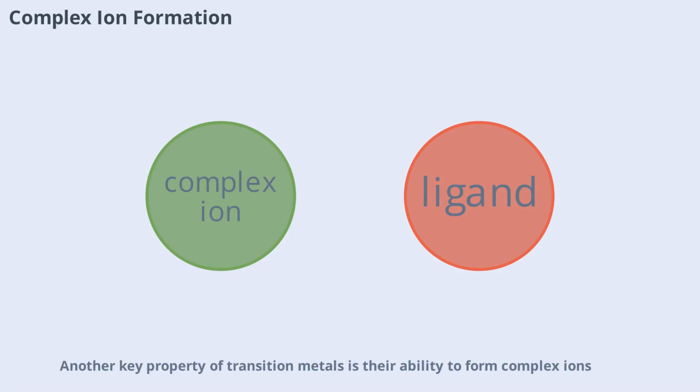Another key property of transition metals is their ability to form complex ions. These are species where the metal ion is surrounded by molecules or ions called ligands. The flexibility of the d orbitals allows transition metals to bond with a variety of ligands, leading to diverse structures and reactivity. Complex ions are central to many biological systems and industrial catalysts.